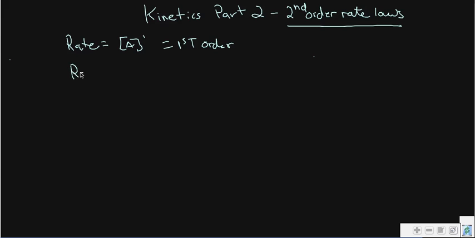And so then if we look at the second order rate law, it's going to look like this. Second order just simply means to the second power. So what would happen if you doubled the concentration here? Well, it would go to the second power, so it would quadruple the rate.